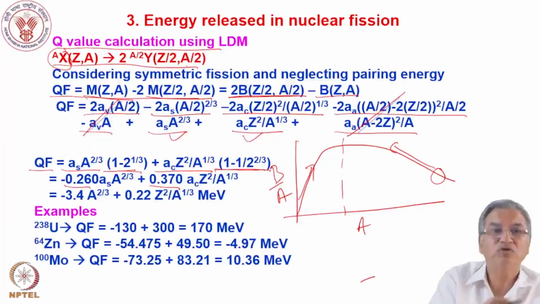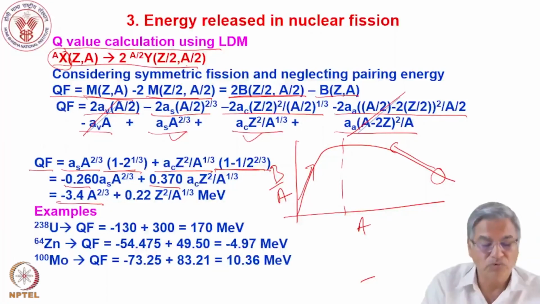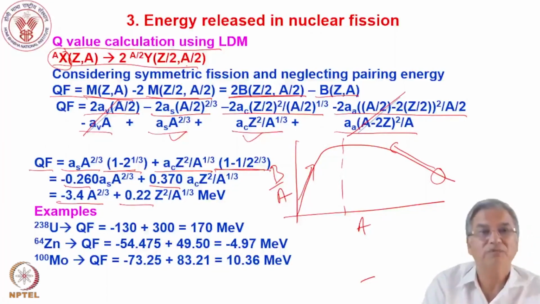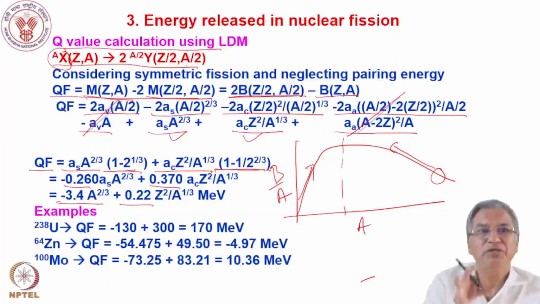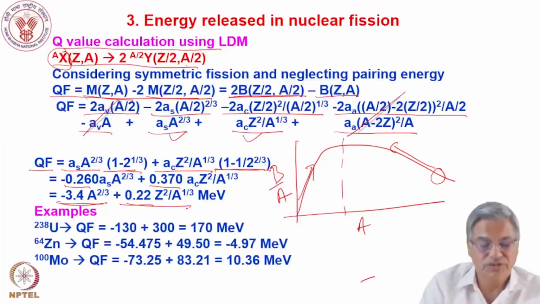And you can substitute the value of AS and AC. So you get minus 3.48 to the power 2/3 plus 0.22 z square by A to the power 1/3 in terms of MeV, putting the value of AS and AC. So let us see the magnitude of this surface energy term and the Coulomb energy term, and then we can discuss which term dominates for which nuclei.